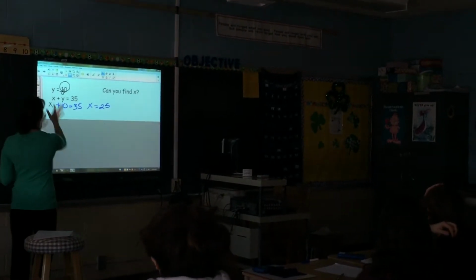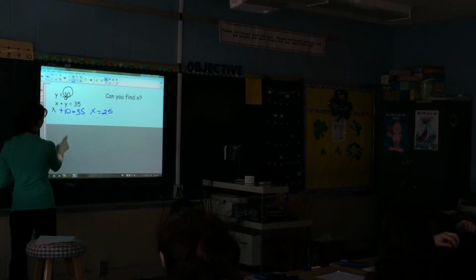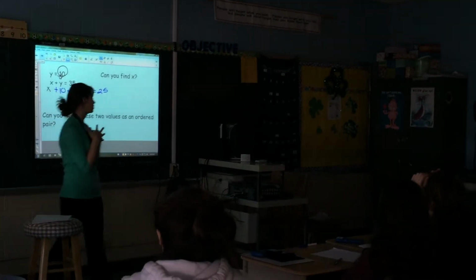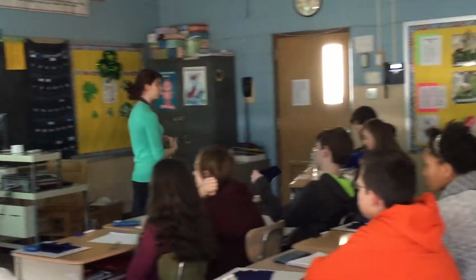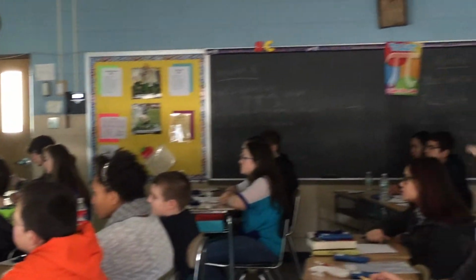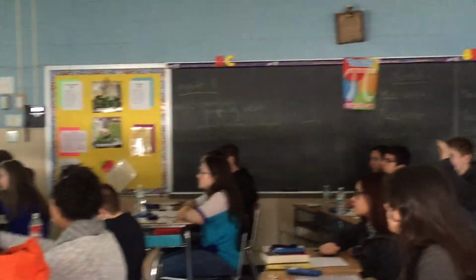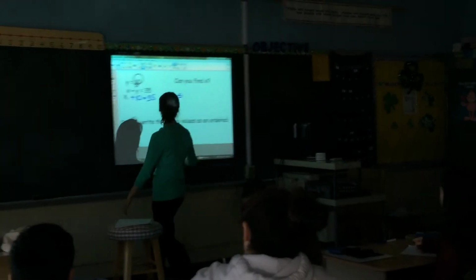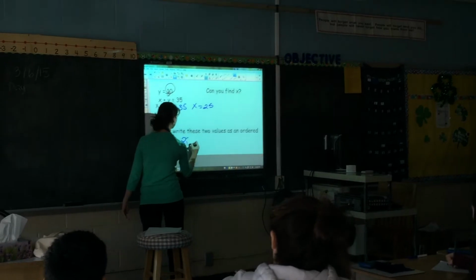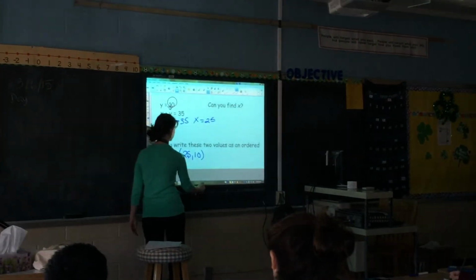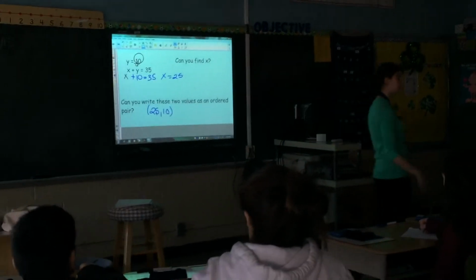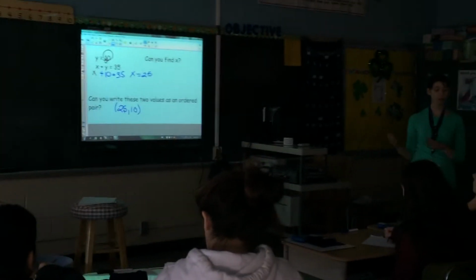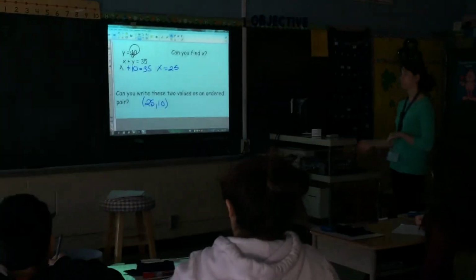Okay. Before we go on, can you write these two values as an ordered pair? What is the solution to this system? Henry, you think you know? 25, 10. Right? Remember we said an ordered pair was x then y? So our solution is 25, 10. We solved for 25 for the x. We were given what y was equal to. You just write it as a coordinate point.